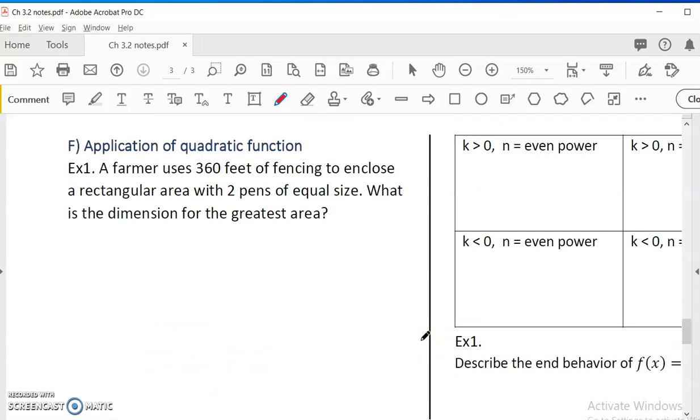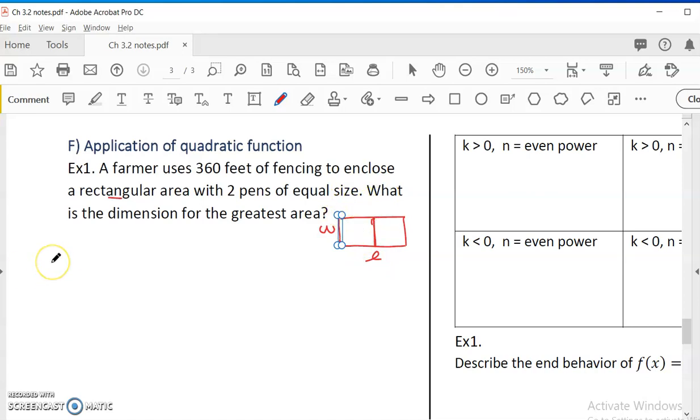The first example: a farmer has some kind of fencing, 360 feet of fencing, but he or she wants to enclose a rectangular area with 2 pens of equal size. So you can draw pictures of the rectangular pen, but you need 2 pens. It doesn't matter, it can be equal or not equal. But what is the dimension of the greatest area rectangle? So for the rectangle, we say width is W, length is L. Okay.